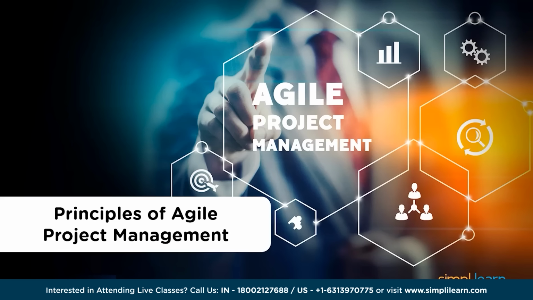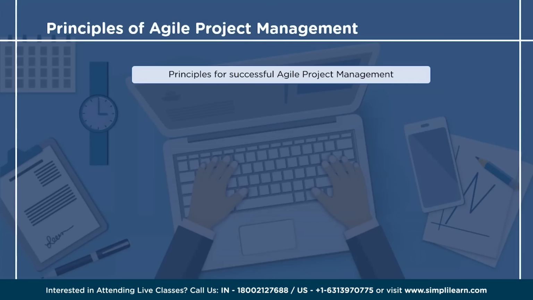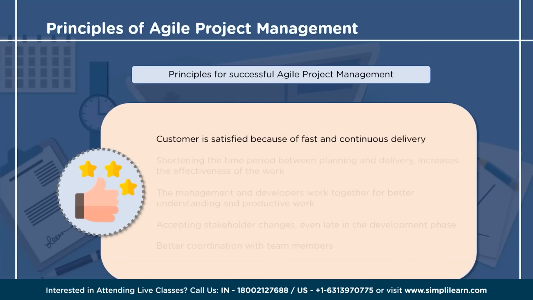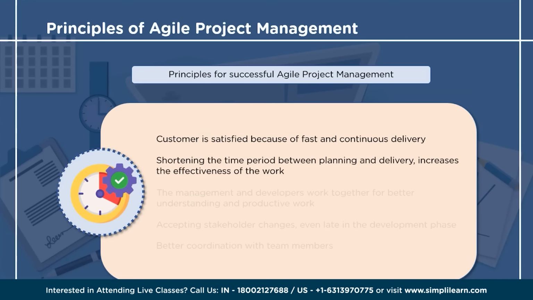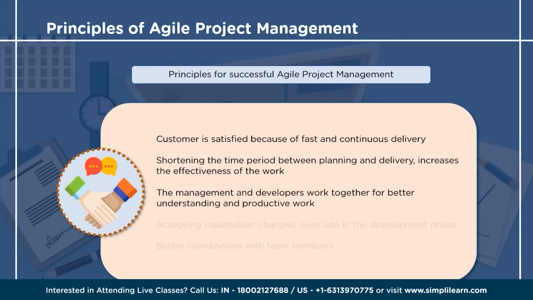Now we shall check the principles of agile project management. There are 10 principles for successful agile project management. The first principle is the satisfaction of the customer by delivering the project fast and with the least number of errors. The next principle refers to decreasing the amount of time between the phase of planning and delivery. The third principle states that the team of managers and developers work together and increase the productivity of their work.